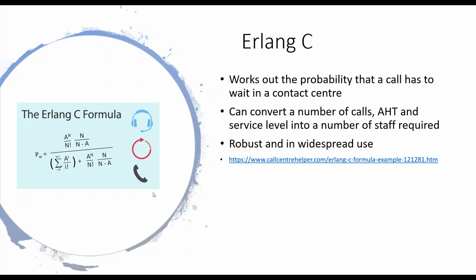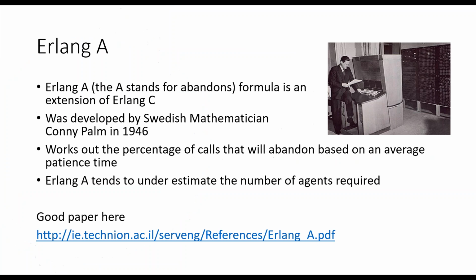But after Erlang C, there was another formula that can be quite useful, and that's called the Erlang A formula. And the A in Erlang isn't to do with the when it was written. It actually wasn't written by Erlang at all, who died by this stage, but was an extension of the Erlang formula dealing with the number of abandons. It was developed by this mathematician here called Conny Palm in 1946. So this is also well over 70 years old.